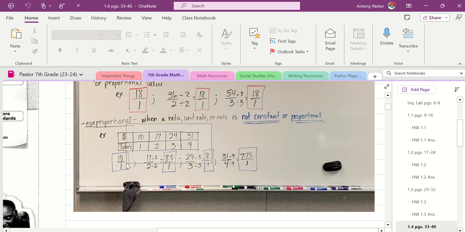Therefore, none of these are equivalent, and none of them have a relationship to each other that is constant, meaning the numbers don't just keep changing up at a constant rate. Each of them changes at a different rate.